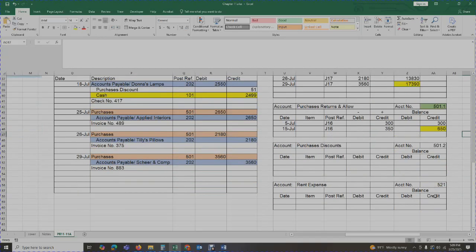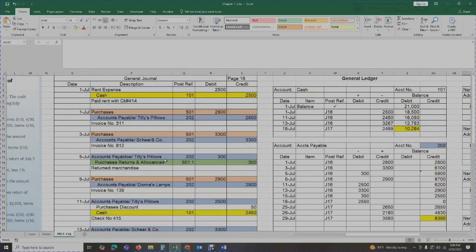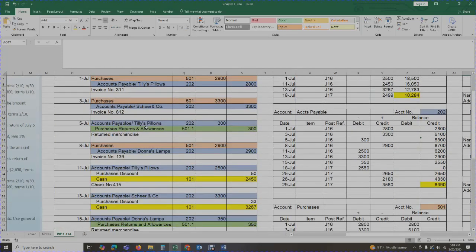Okay. Now we're going to go to purchases, discounts. Same logic. We're going to start on the top. And we're going to look for purchases discounts. Okay, here we have 1.